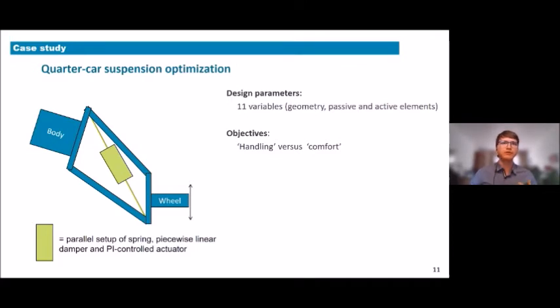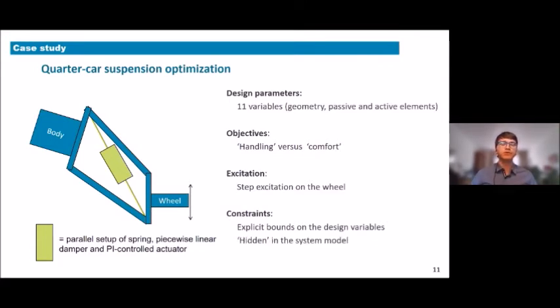In the next slide, I will explain what I mean by these things. But basically, in order to run the model, we apply a step excitation on the wheel and then run a dynamic simulation to see what the body end response is. In terms of constraints, we have, of course, bounds on the design variables, and there are constraints hidden in the system model, that is the physics.